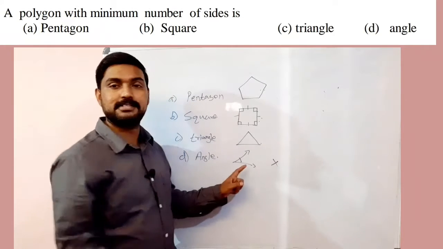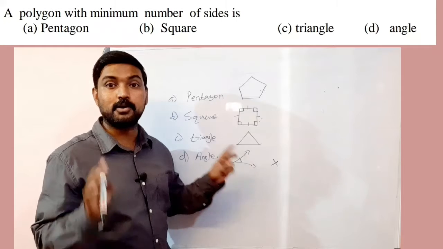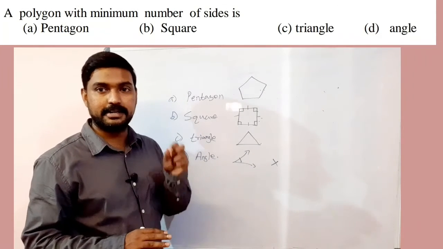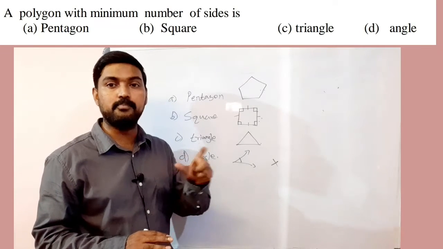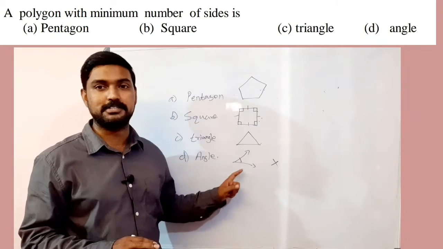A polygon means it's a simple closed figure. It is not closed, it is open. A closed figure is a polygon. We studied the definition of polygon: a simple closed curve made up of line segments. This is a line segment, simple, but it is not closed. So it is not a polygon.